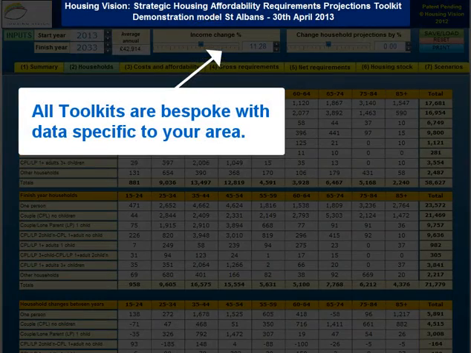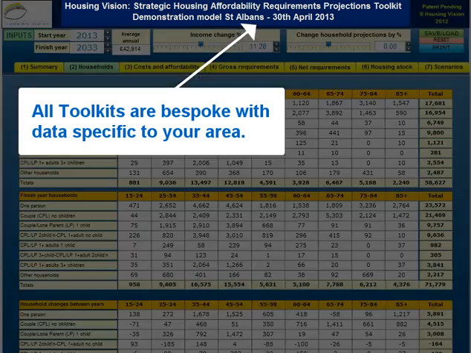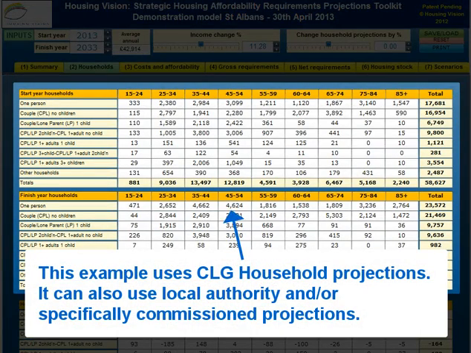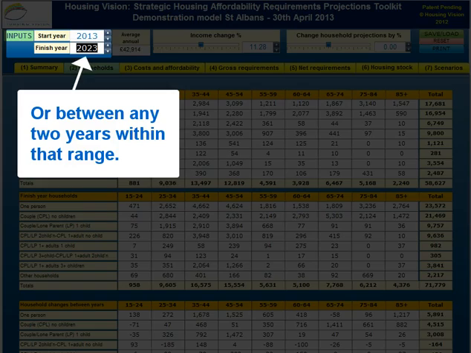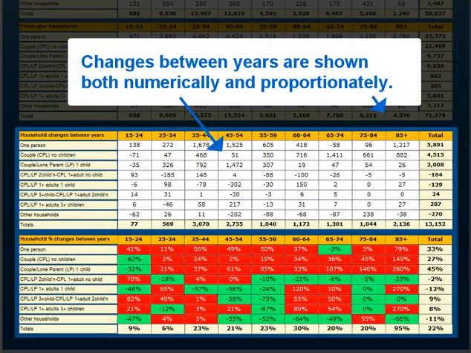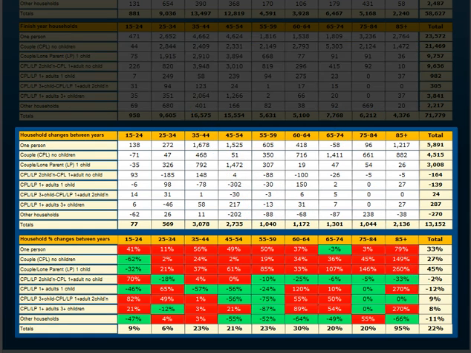All data in each toolkit is specific to your area. This toolkit uses official or commissioned data to detail household projections over a 20-year period or between any 2 years within that range. Changes between years are shown both numerically and proportionately, as you can see on the screen.